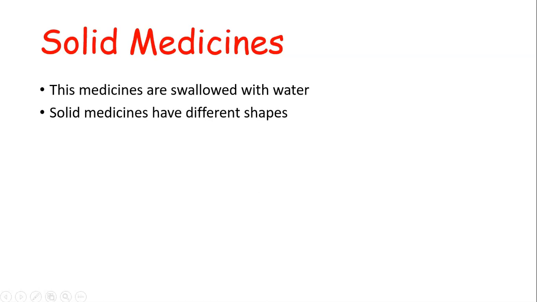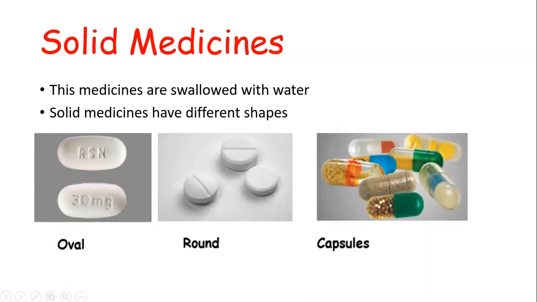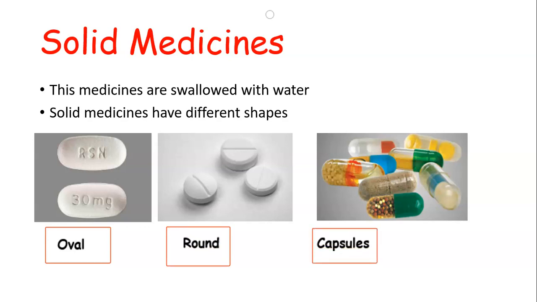So let us now learn about solid medicines. So these medicines are swallowed with water. Solid medicines are swallowed with water. You have to use water to swallow them. Solid medicines have different shapes. They come in different shapes, and let us look at the shapes. We have some solid medicines that are oval in shape. You can see we have others that are round in shape, and we have the capsules. I believe you have seen them. So those are solid medicines.